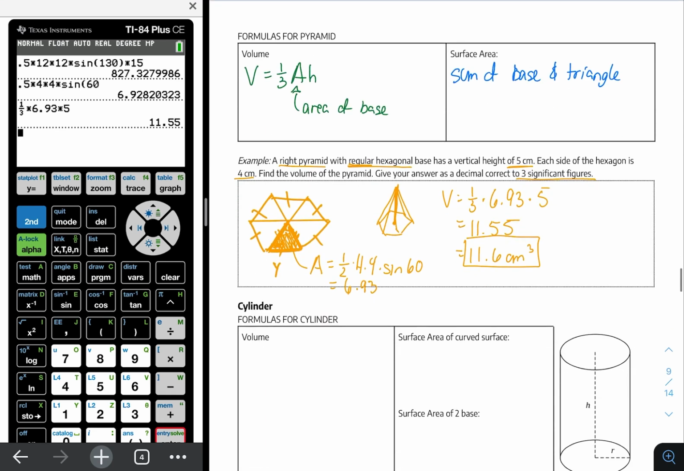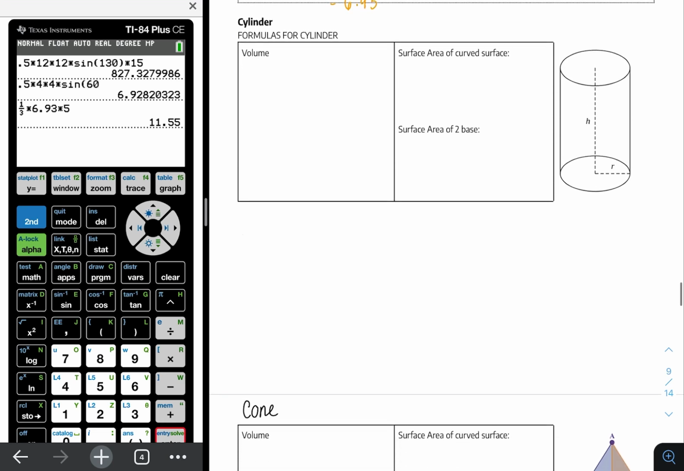Now let's talk about another shape, a cylinder. A cylinder is a shape very similar to our prism. We have 2 parallel bases. However, the 2 parallel bases are circles. So therefore, it's not many rectangles connecting between the 2 bases, such as we had for a prism. So a cylinder, 2 circles, and then connected together by a curved surface.